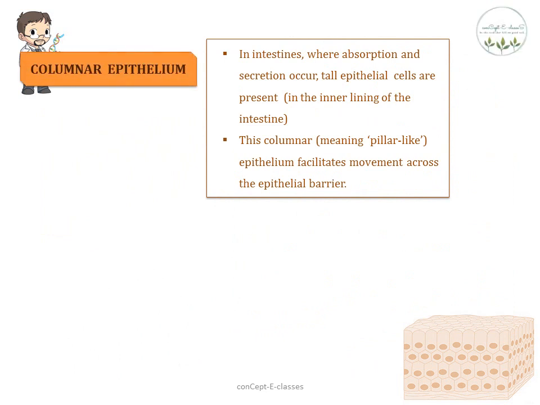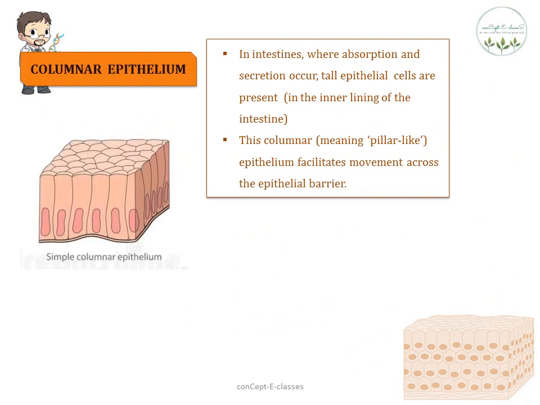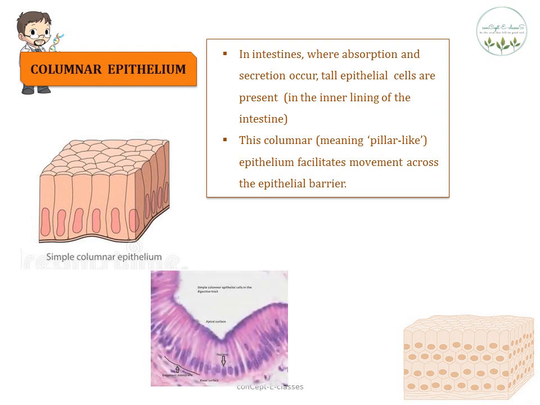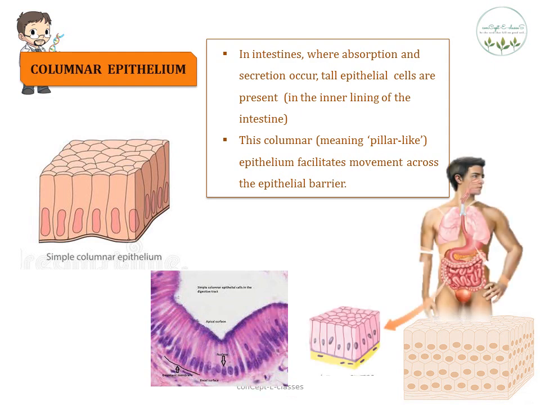The next epithelium that we are going to study is columnar epithelium. So this is how a columnar epithelium looks, and this is how we can see it under a microscope. If you observe this, we can see that there are pillar-like cells, right? It consists of elongated or column-like cells. In the intestines, where absorption and excretion occur, tall epithelial cells are present in the inner lining. So this epithelium is called columnar epithelium, and it helps in movement across the epithelial barrier.